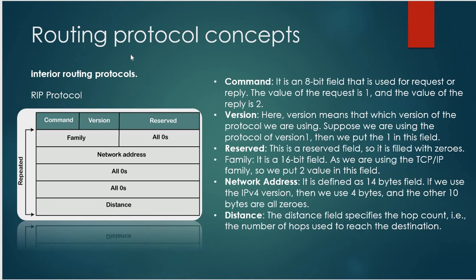RIP field content: command, version, reserved, family, network, and distance. These are the content of the Routing Information Protocol. Number one, command.